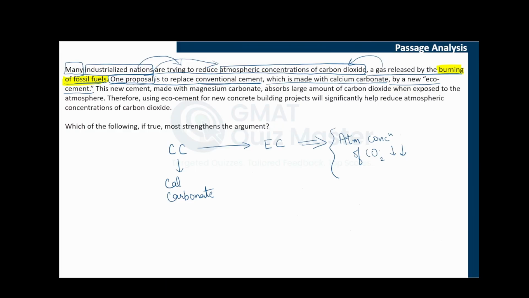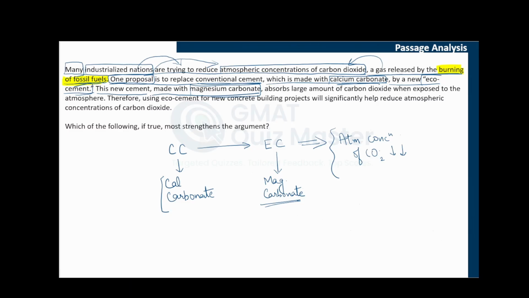Let's read further. This new cement, so now we are talking about this new eco cement, is made with magnesium carbonate. Okay, so this one was made with calcium carbonate, this one is made with magnesium carbonate. So definitely the ingredients are different. We do not know everything about all the ingredients, the complete list of ingredients, their concentration, but we know that because we are talking about calcium carbonate here and magnesium carbonate here, maybe these are playing a major role, or this is the difference between these two cements.